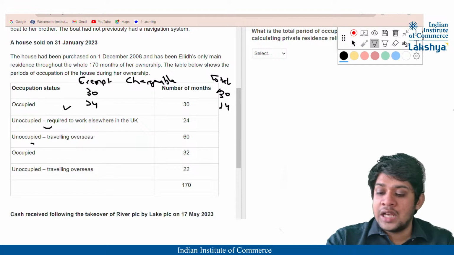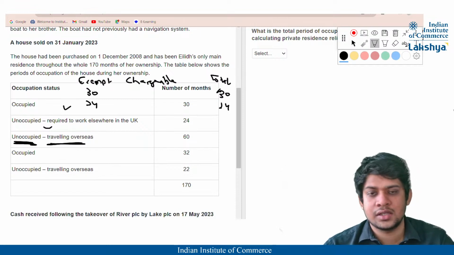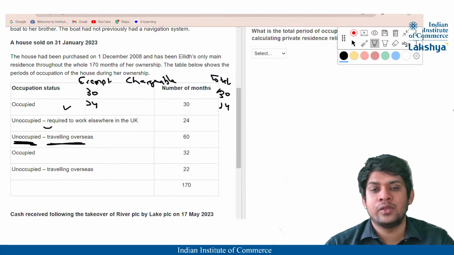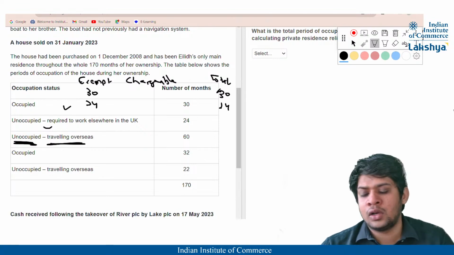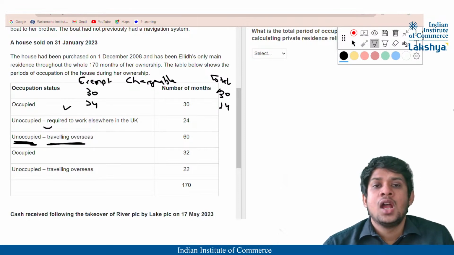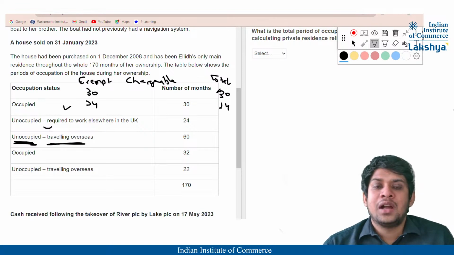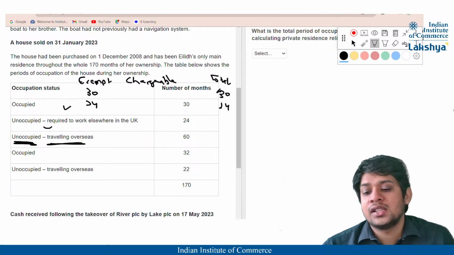Then she has unoccupied her private residence again for traveling overseas. So she has been traveling overseas. Now, for any reason of absence from your main residence, if you have not occupied your main residence for any specific or non-specific reason, up to 36 months, that is up to 3 years, it is considered exempt. But if you have not occupied your house for any other reason for more than 36 months, then it will be chargeable. Okay, guys.